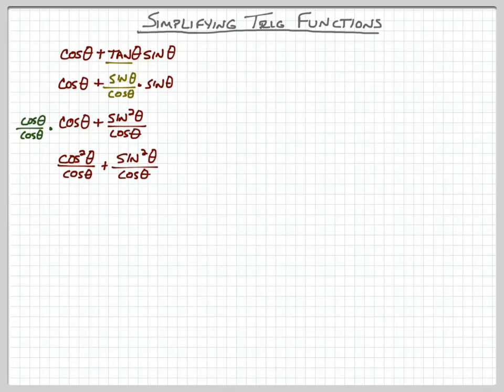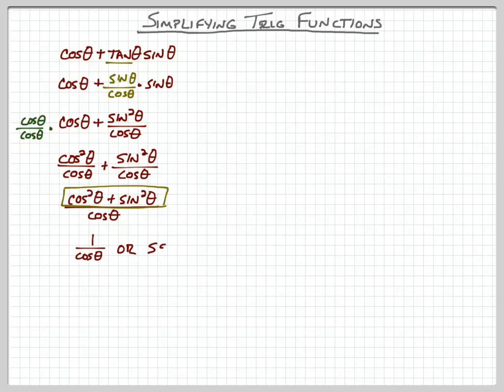Okay, so now we've got our common denominator, so we can put all of our numerators together: cosine squared plus sine squared over cosine theta. We should recognize that this is one of our Pythagorean identities. Cosine squared plus sine squared equals 1. So we have 1 over cosine theta. You could leave it there, but since we are familiar with cosecant, secant, and cotangent, we could also write it as secant theta. That is how we simplify this first expression.